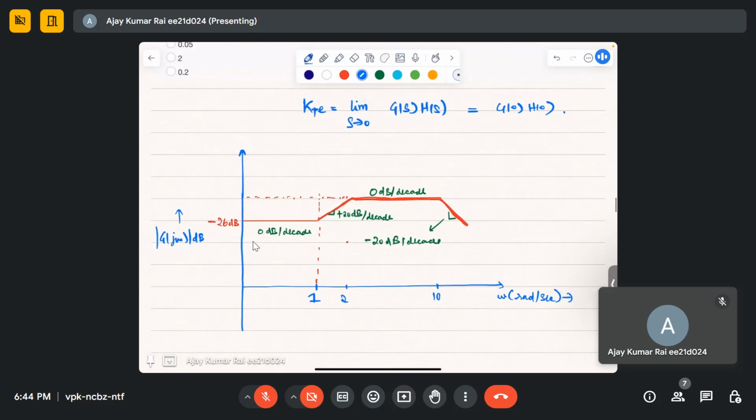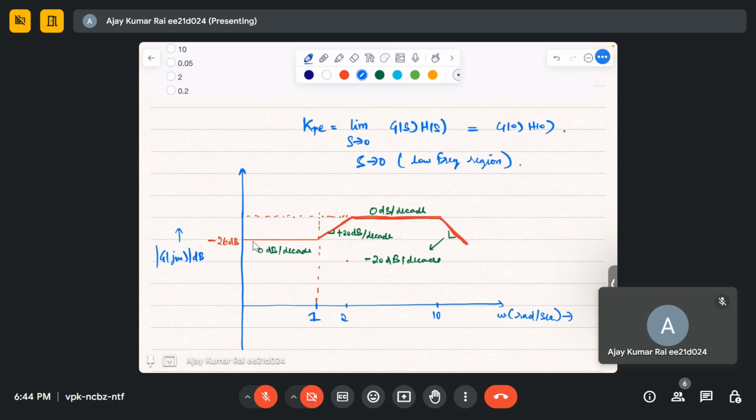Can you tell me which region it's talking about? Because s is tending to 0, that means the low frequency region, right? For the sinusoidal we are putting s equal to j omega, and s is small means j omega is small, so omega is very small. So we have to find G(s)H(s) when s tends to 0. This is the basic definition.